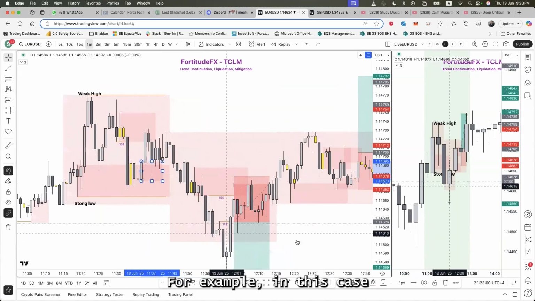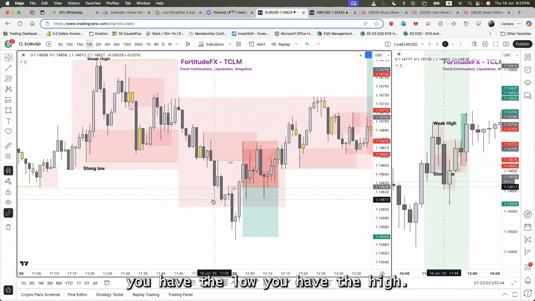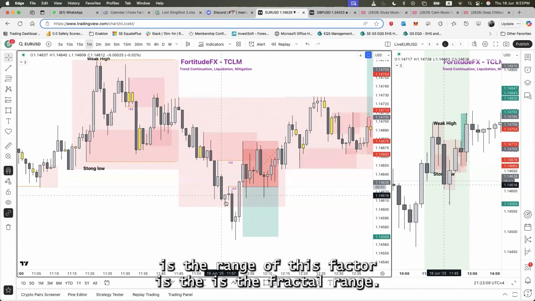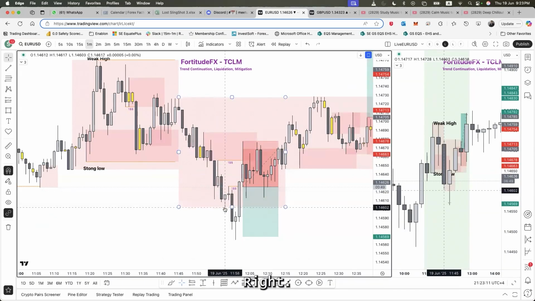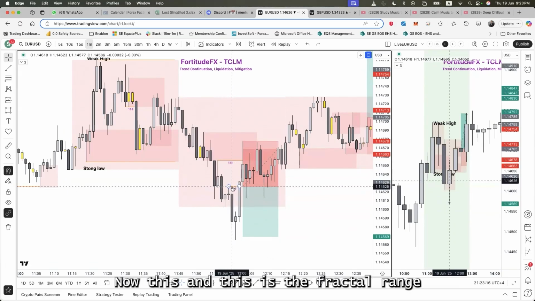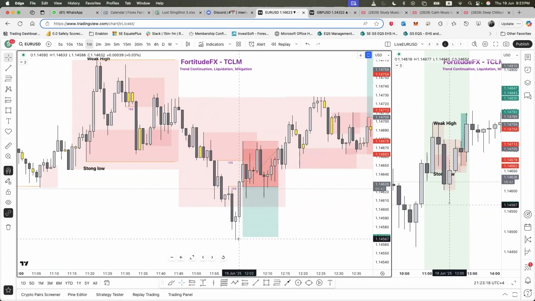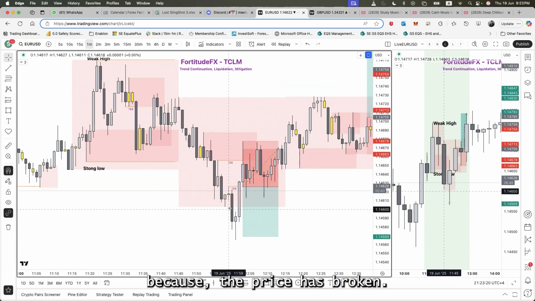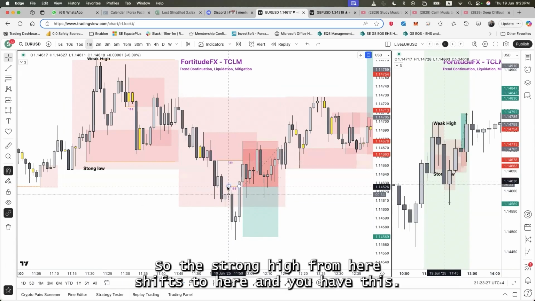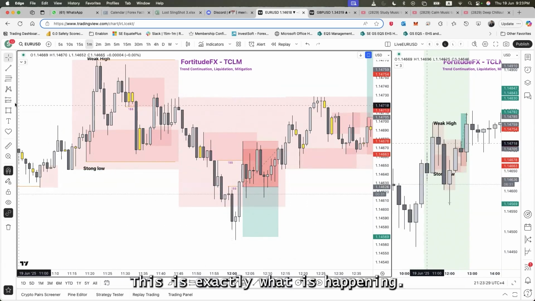Like, for example, in this case, you have the low, you have the high. So now this high and this low is the range, the fractal range, right? The minute this goes up and it breaks this low, now this and this is the fractal range. Because the price has broken the previous strong or weak low, it's gone down. So the strong high from here shifts to here, and you have this. So for example, this is exactly what is happening here.